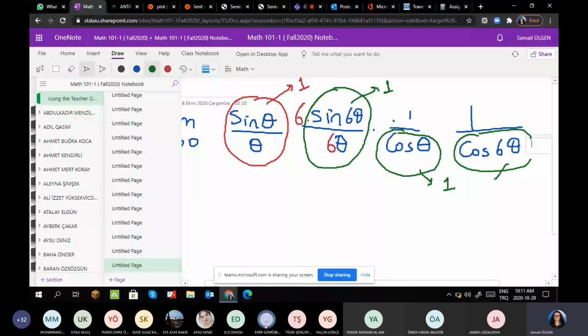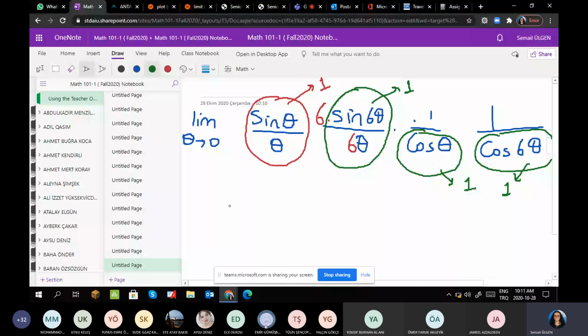Okay, so then what? What's my answer? Can anyone say the answer? 1 times 6 times 1 times 1 times 1. So this is 6. Okay, this is the answer. Did you see the trick that we played? Any questions about this solution?